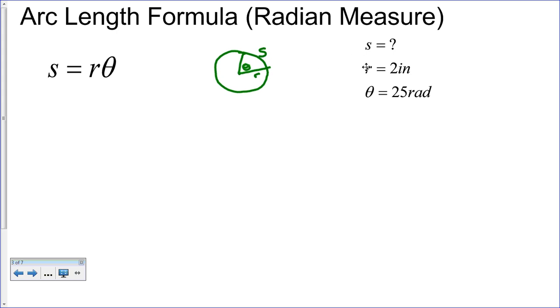So they're going to give us some problems where they have a missing piece, like in this one it's S, and they give us 2 parts and they want us to convert it. There's 2 different formulas. One is for radian measure, which you use when you're in radians. The other is for degrees, which you use when you're in degrees. So on this one, I'm looking for S. I know that my radius is 2 inches, and my angle is 25 radians. So 2 times 25, well, that's 50. My arc length is 50 inches.